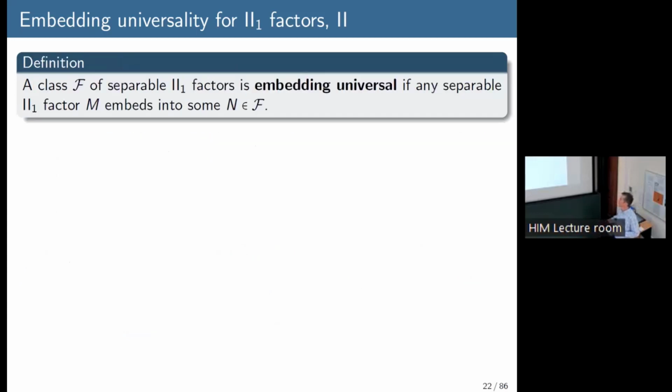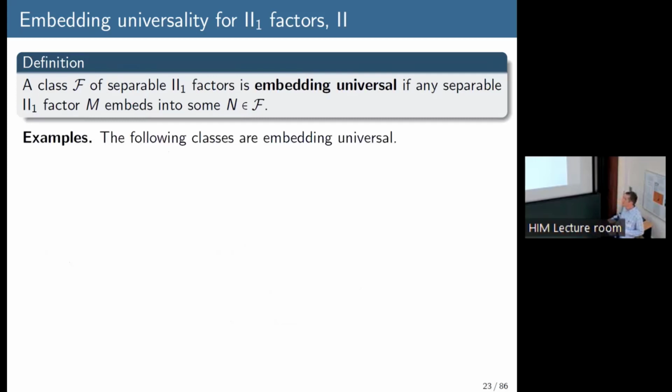Okay. Now, before saying some things about the proof, let me formalize everything using this definition. You can look at a class of II_1 factors, which is called embedding universal if any possible separable II_1 factor will embed into one of these members.